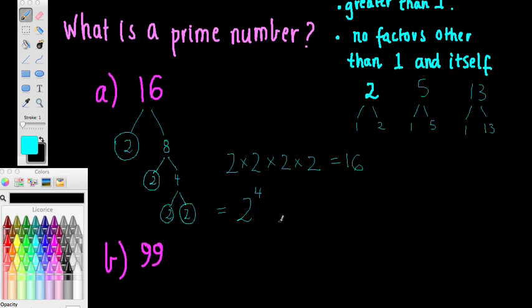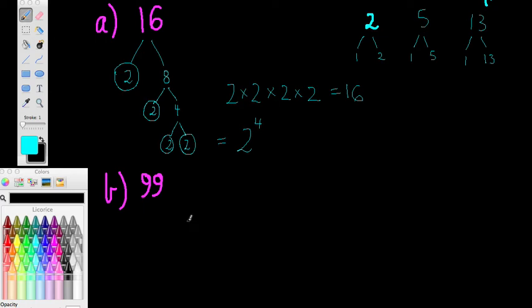Let's try another one. 99. You know your times tables? You'd know that 9 times 11 is 99. Are any of these prime? 9 is not, because I know 3 goes into 9. What about 11? Are there any numbers that go into 11 apart from 1 and itself, so 1 and 11? No. That one is prime, so I'm going to put a circle around it.